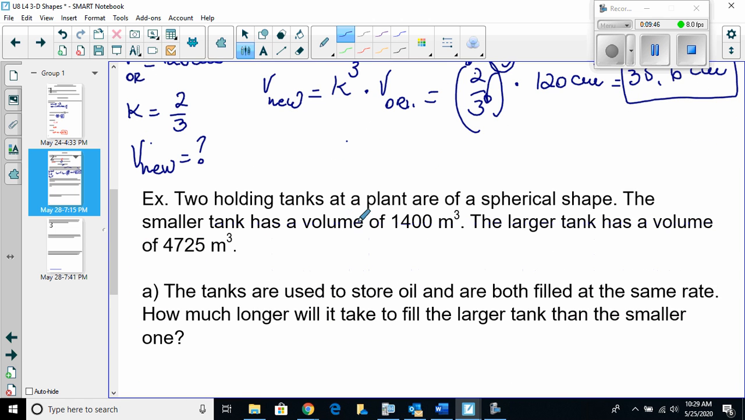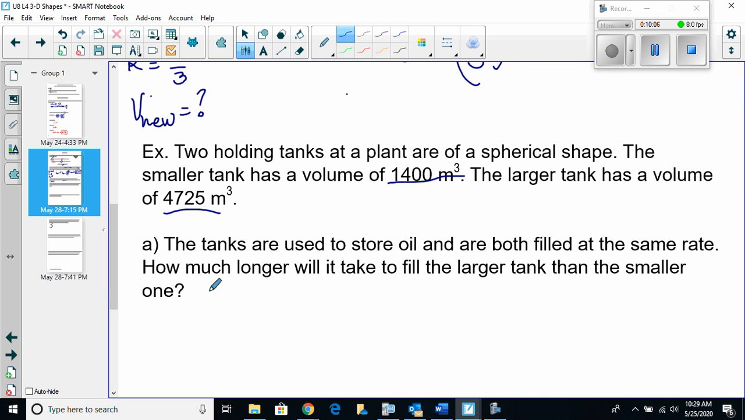Two holding tanks at the plant are in a spherical shape, so a 3D shape. The smaller tank has a volume of 1400 cubic meters. The large tank has a volume of 4725 cubic meters. The tanks are used to store oil and are both filled at the same rate. How much longer will it take to fill the larger tank than the smaller tank? Okay, you try this one on your own.